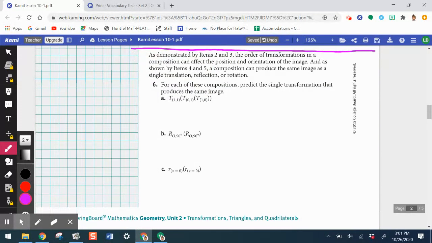So let's take a look at items 6A through C. If you would draw a line at the bottom of your page, complete the items before playing through the video.